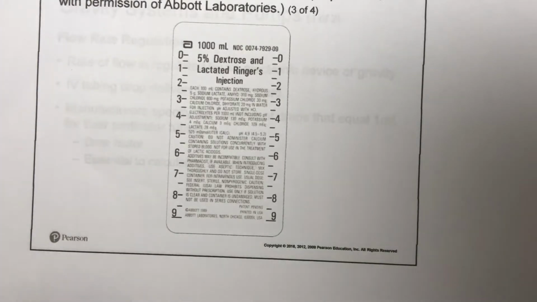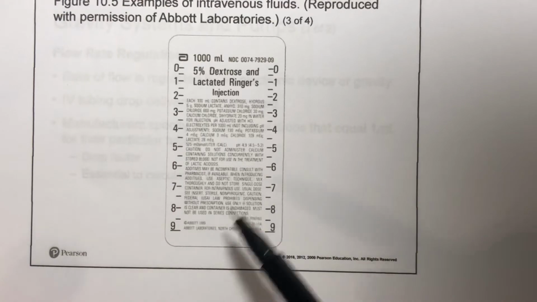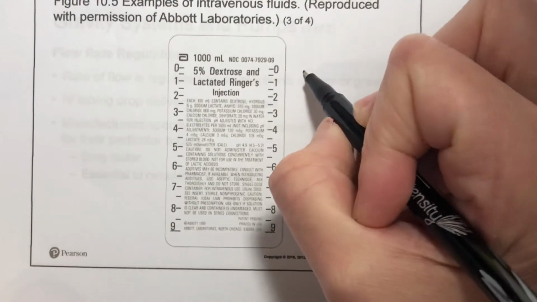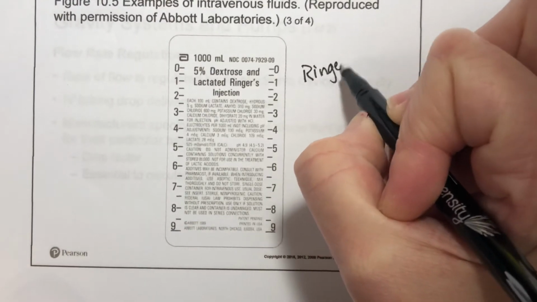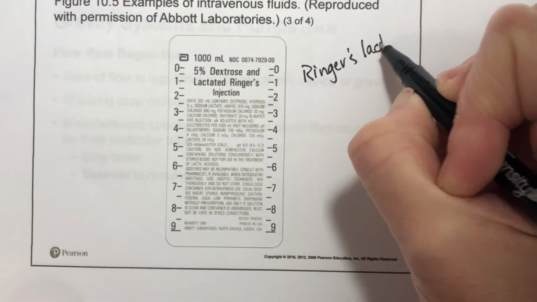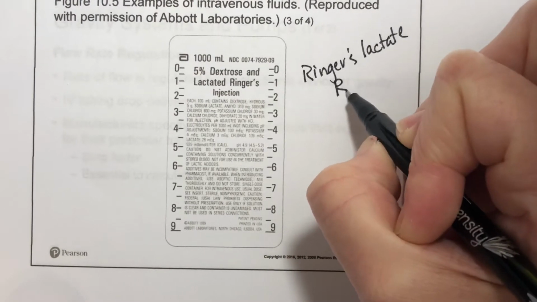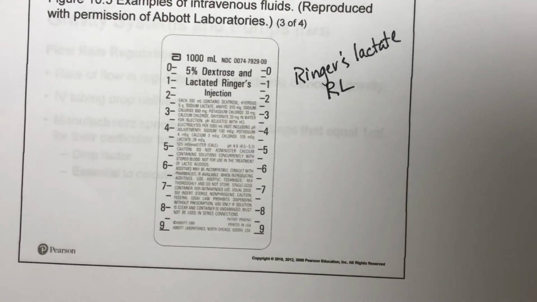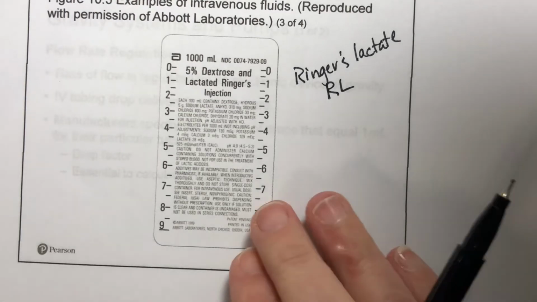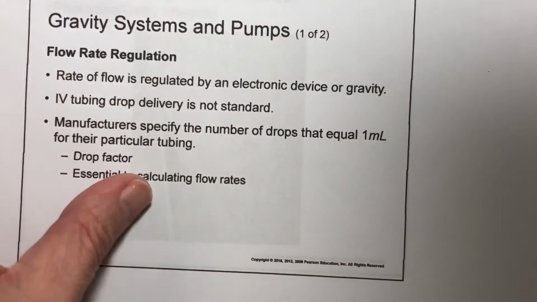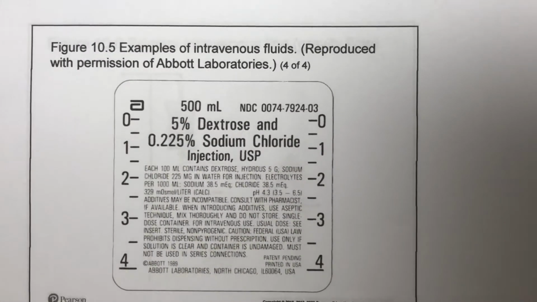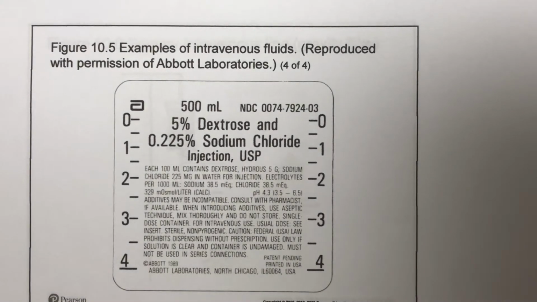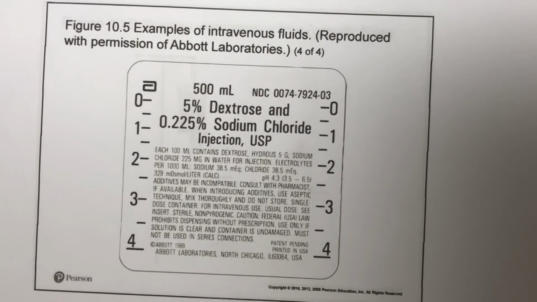This one is 1,000 milliliters. There's 1,000 milliliters in the bag, 5% dextrose and lactated Ringer's, which is also called Ringer's lactate, which you abbreviate LR. It includes electrolytes, potassium chloride, and calcium chloride. This is another example of the label on a bag.